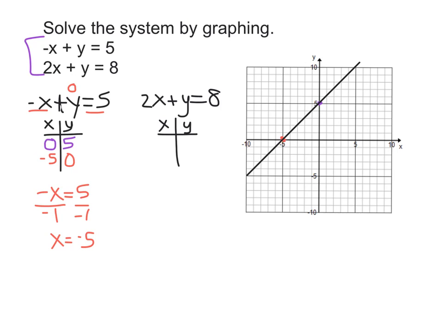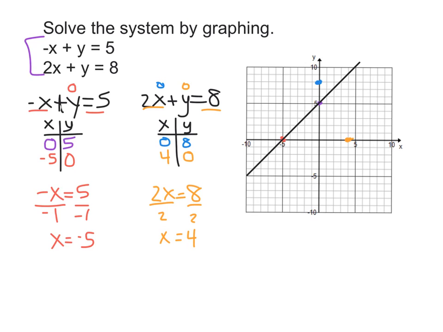When we do that, we're going to use our teeny tiny table again. So put a 0 in for x right here. That becomes 0, so y will be 8. And again, use the skills you've learned in previous chapters. And now we're going to put a 0 in for y right here. So we're going to have 2x equals 8. And again, 2x equals 8 means that x equals 4 when we divide both sides by 2. So we're going to plot those points. 0, 8 is right here. And then 4, 0 is right here.